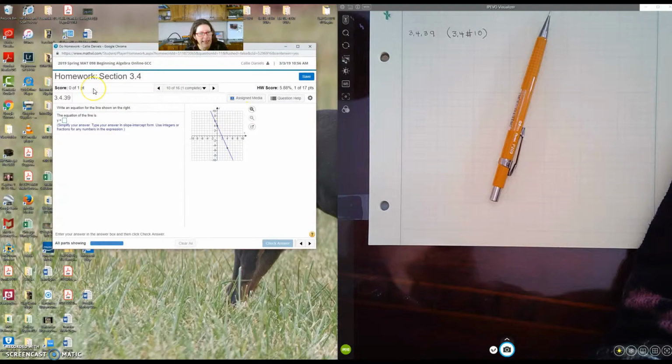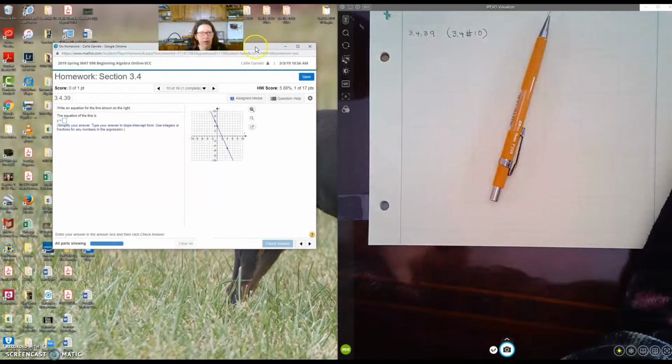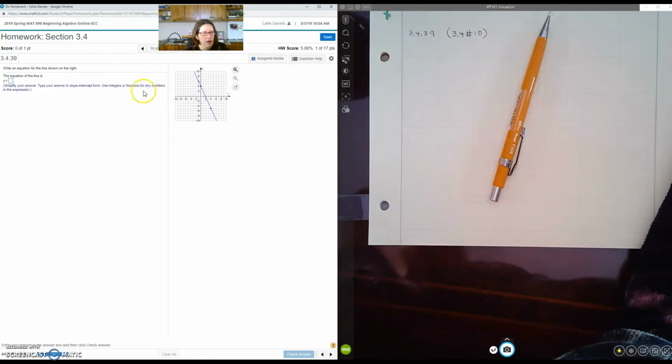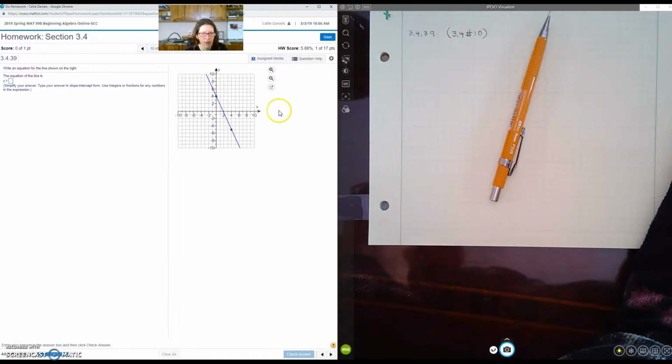Let's work a problem from section 3.4. Here we're going to write the equation of a line. Write the equation for the line shown at the right. We're going to write this equation in slope-intercept form because it's going to be solved for y. I'm just going to blow the screen up a little bit to the extent possible.